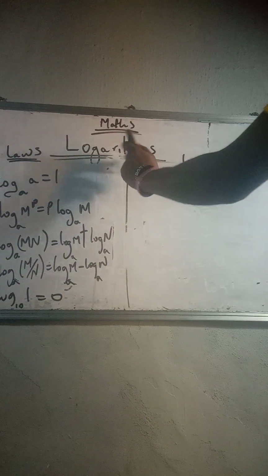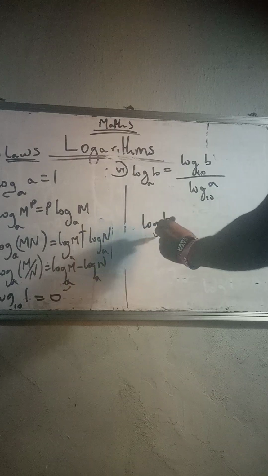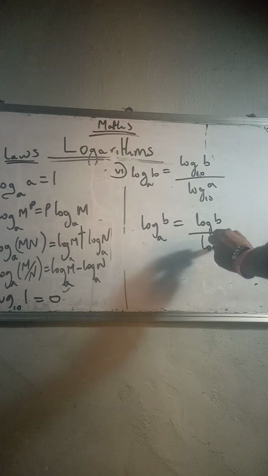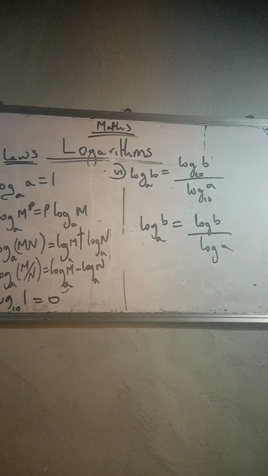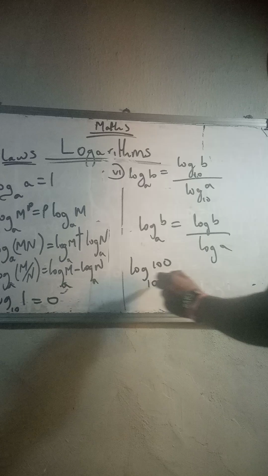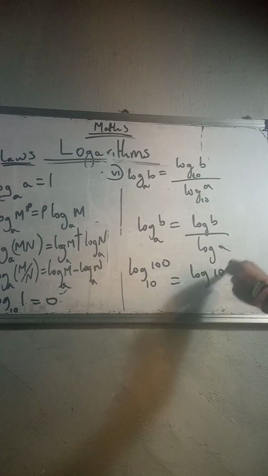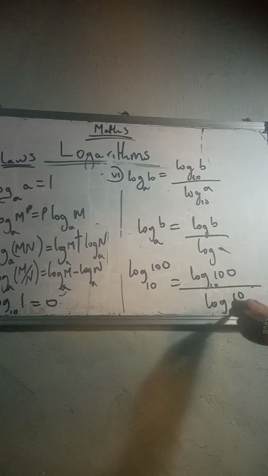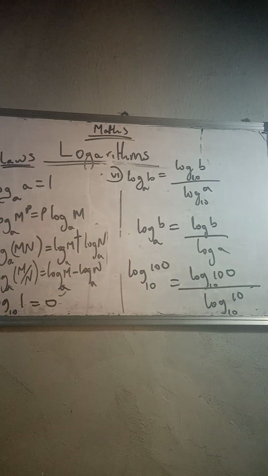Then the last one I'm going to give to you, which is the sixth one, is log b a. This can also be written as log b over log a. This is simple. We convert one log to another. Let's say, for example, we have log 100 and the base is 10. This is the same as log 100 over log 10. The base is 10. It's a simple way to convert to base 10. When you do your calculation, you get your answer.